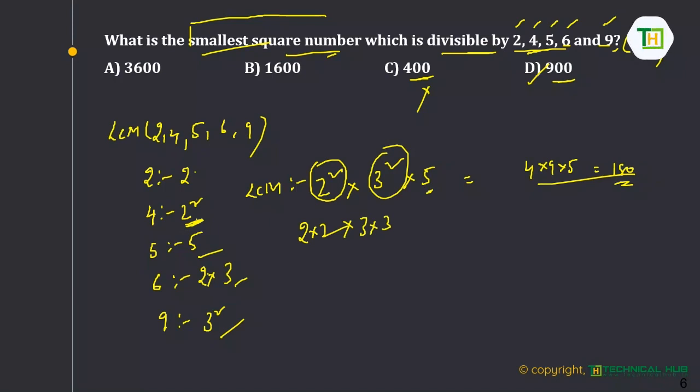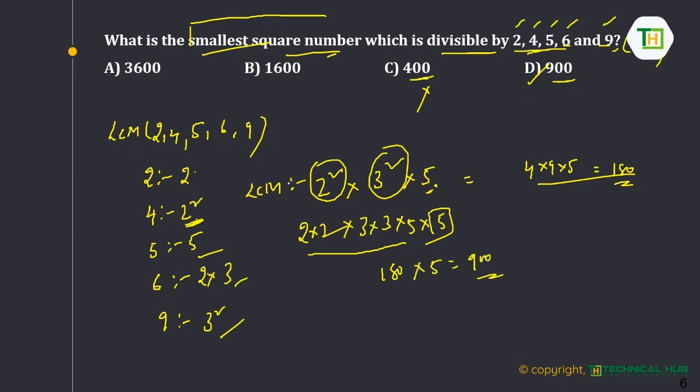So to make it a perfect square, we have to multiply with 5. Here already 5 is there, so to make it a perfect square, I'm multiplying with 5. You know already this product 2 into 2 into 3 into 3 into 5 is equal to 180. So 180 into 5 is equal to how much? 900. So this is the procedure.